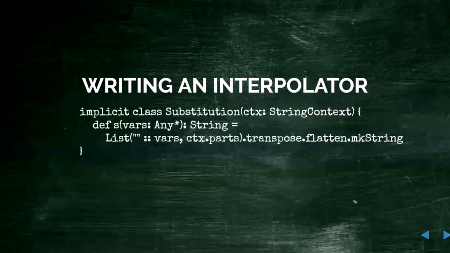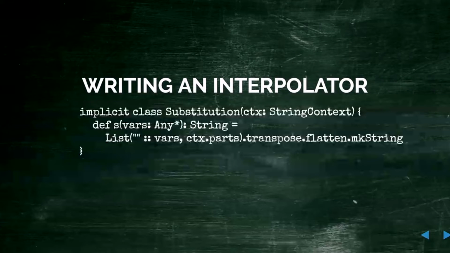Now, to make this work, we need access to the string context. And the string context is a class in the Scala standard library. We can't modify it. We can't magically get an s on that object, but we can add an extension method here. And we use an implicit class.